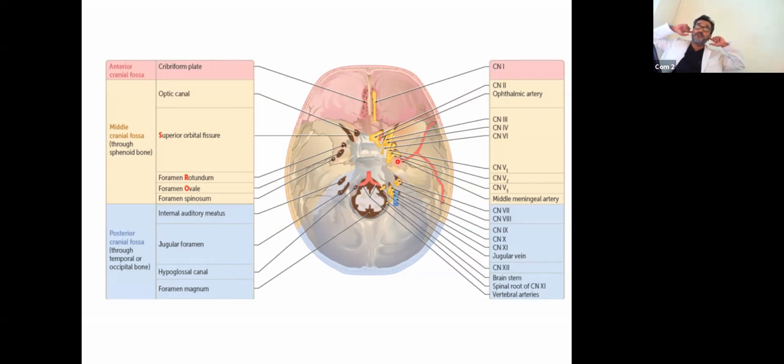Like you have the external acoustic meatus here, inside the skull there is the internal acoustic meatus through which the seventh and the eighth cranial nerve are passing. Then you have the jugular foramen from where the ninth, 10th, and 11th are passing. And then you have the hypoglossal canal through which the 12th cranial nerve is passing. So if you see the location of these nerves, this is front to backwards. That's why they are named 1, 2, 3, 4, 5, 6, 7, 8, 9, up to 12. The first one is at the front, which is the olfactory, and the 12th one is at the back, which is the hypoglossal.